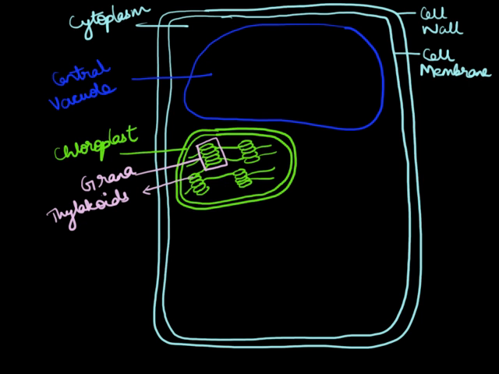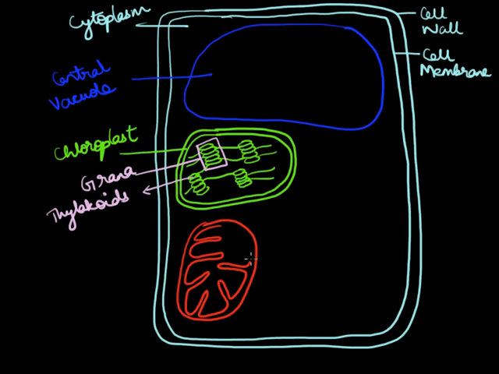Okay, the next structure is the mitochondrion, the powerhouse of the cell. Just draw an oblong shape, and a mitochondrion is also a double membrane structure. The distinct feature of a mitochondrion is that the inner membrane is made up of a large number of folds called cristae. This is how we draw the inner membrane of the mitochondrion. It has a large number of folds. So this is the mitochondrion.